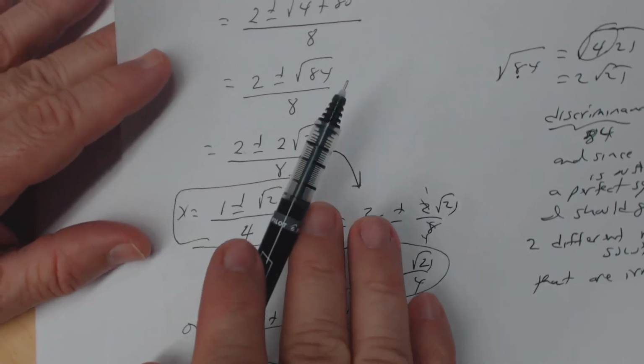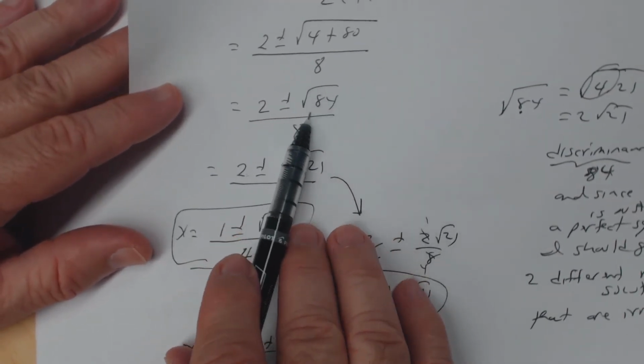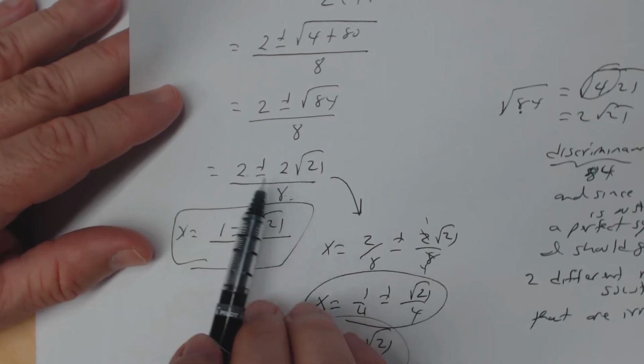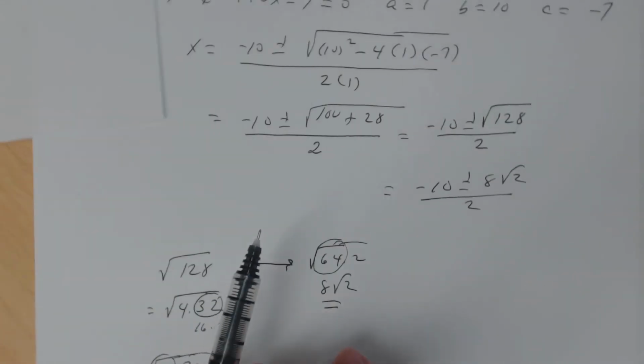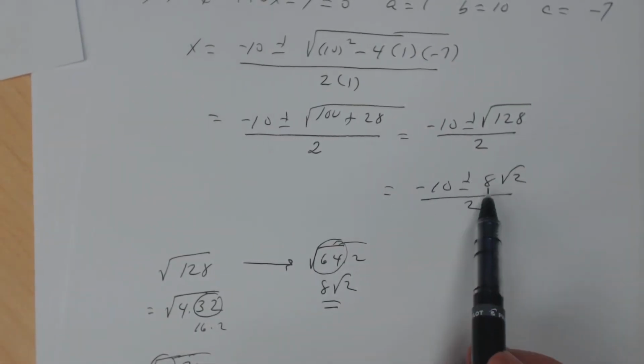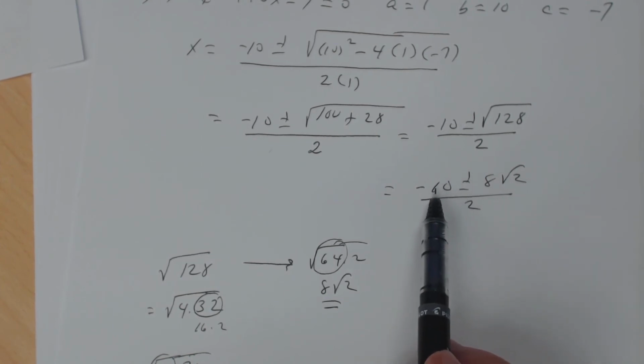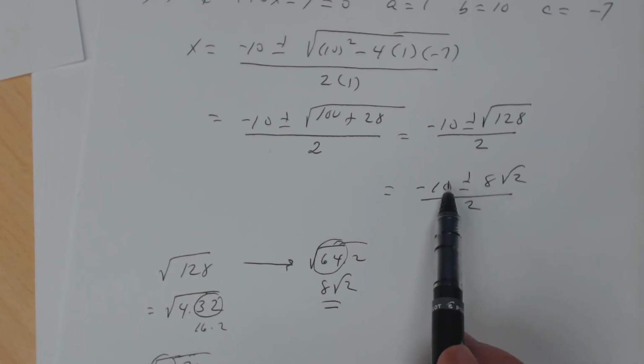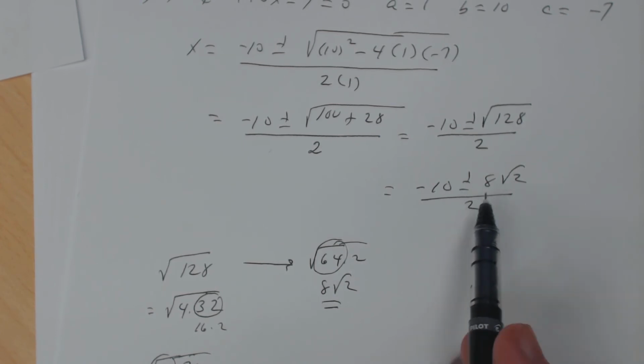So remember, simplifying here means to simplify the radical, and it also means when you get to this point, can I reduce? Okay? So look at this. I simplified the radical. I got this. Now look at this right here. A negative 10, 8, and 2. I can reduce this because they're all divisible by 2.